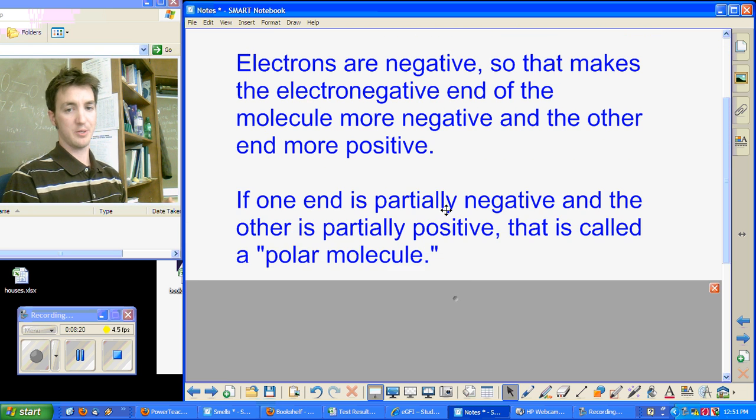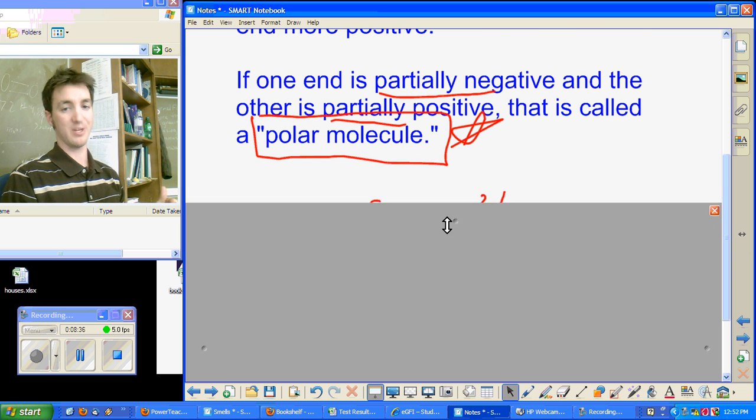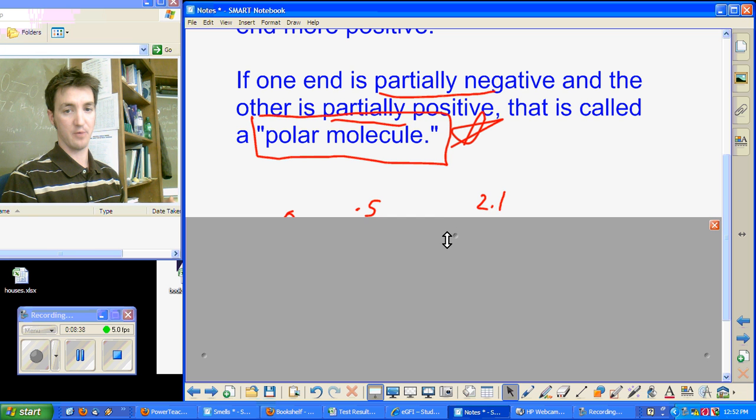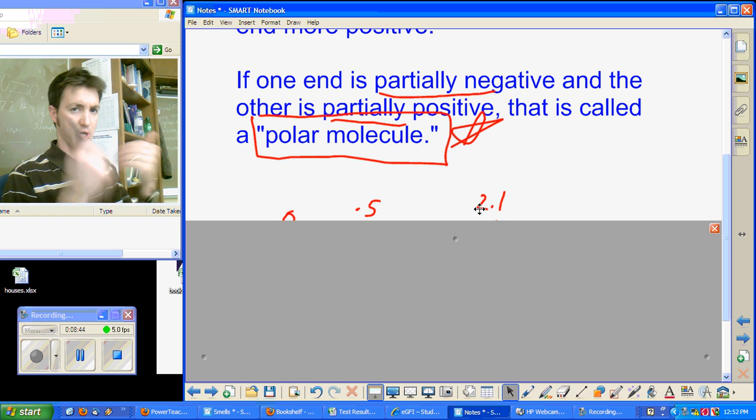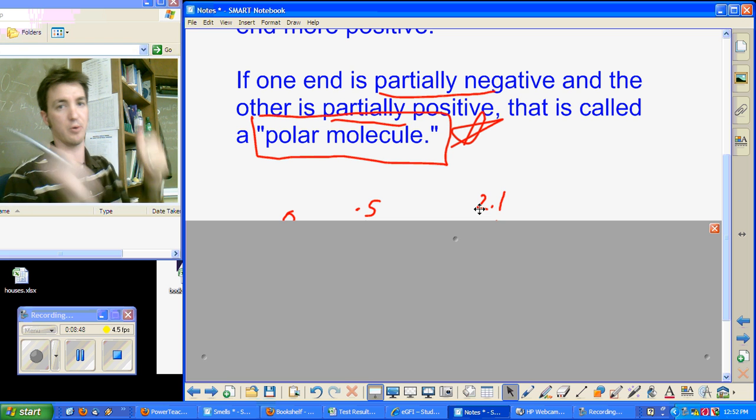If one end is partially negative, so we call that a partial charge, and the other end is partially positive, that is called a polar molecule. That should be really big with a giant star beside it in your notes. A polar molecule: one end of it is positive, one end is negative. So where is the dividing line between these guys sharing it evenly, this one's hogging it, or they're totally separated because one of them took it away?